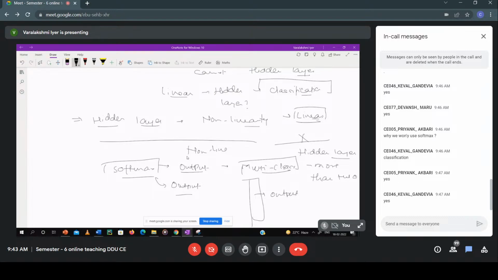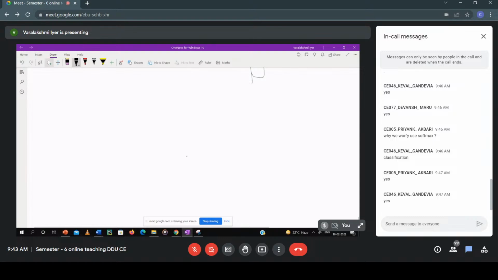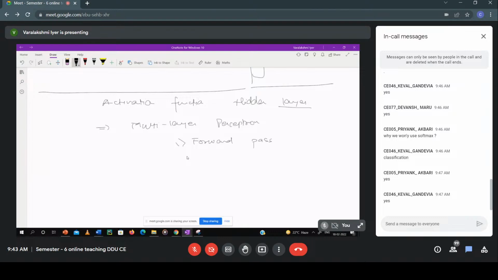Okay, so now let us proceed with our discussion. We have introduced the activation functions which we can use in the case of hidden layer and output layer. Now, what is the process that is happening in the case of multi-layer perceptron? There are two main processes that will be happening. First will be the forward pass, and the next will be the backward pass.